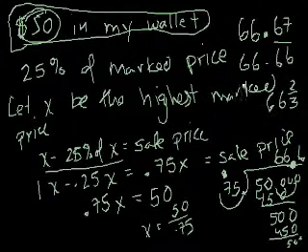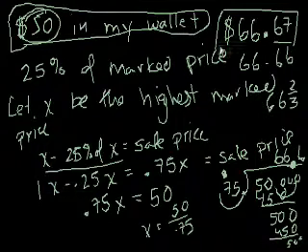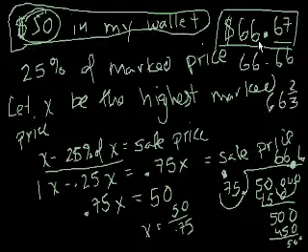But since we're working with money and we're working at dollars, we should just round to the nearest penny. So the highest marked price that I can afford is $66.67. So if I go and I see a nice pair of shoes for $55, I can afford it. If I see a nice tie for $70, I can't afford it with the $50 in my pocket. So hopefully not only will this teach you a little bit of math, but it'll help you do a little bit of shopping.